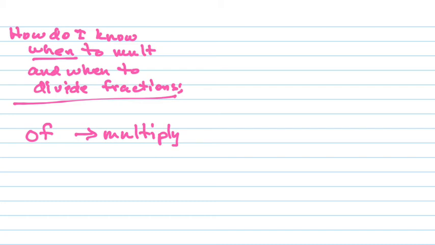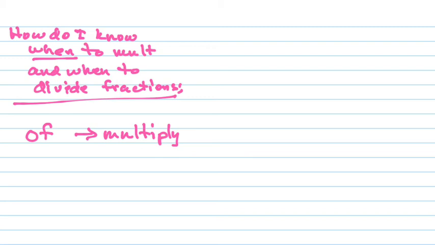So of means multiply. Take the fraction times whatever the total is. Right? Now, be careful though, because you might have a problem where you're dealing with division, but it's fractions, you'll see the word of in it, but it doesn't mean to multiply, because the of is not associated with the number that you're dealing with.